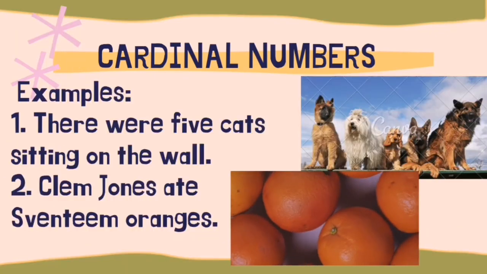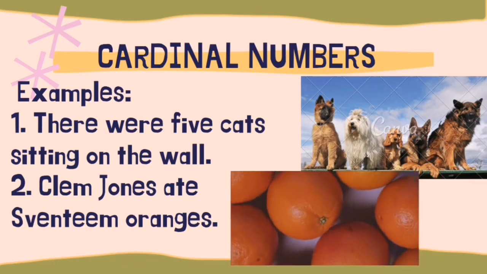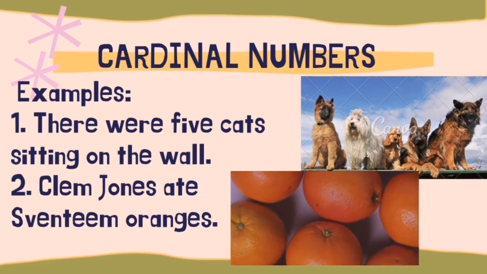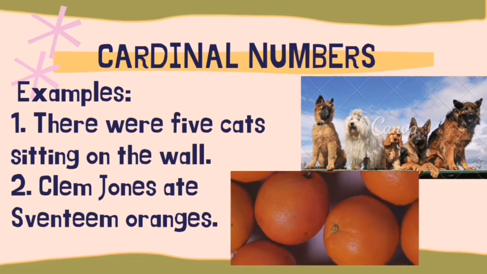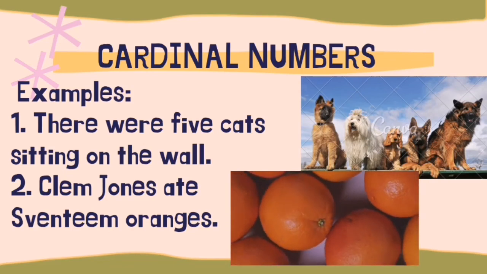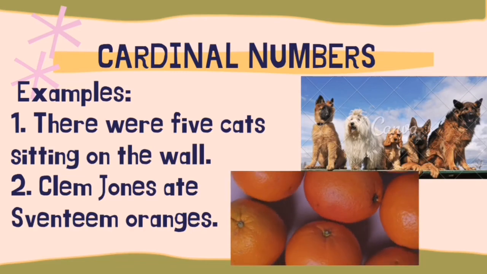There were 5 dogs sitting on the wall. There are dogs, that's not cats. So 5 dogs sitting on the wall. We are using a number here. In the same way, the next example is Clem Jones ate 17 oranges. So 17 is a cardinal number. We use numbers in English also.